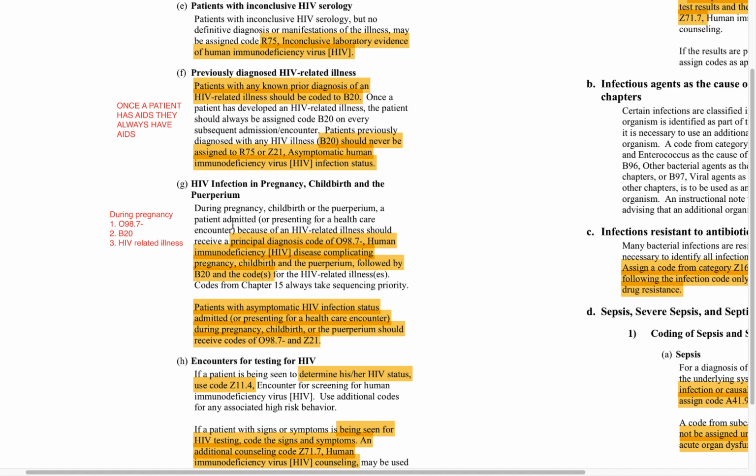We'll go over that more when you read the guidelines for that section, but just know that if the patient is HIV positive and they are pregnant, the principal diagnosis or first diagnosis should be O98.7 and then B20 and then any associated related illness to HIV.